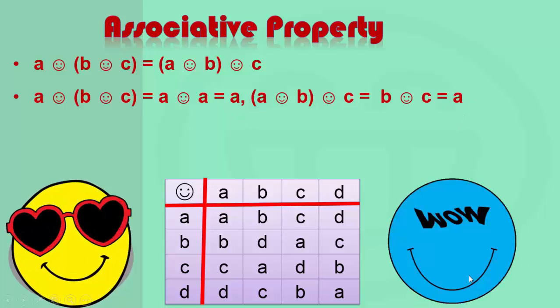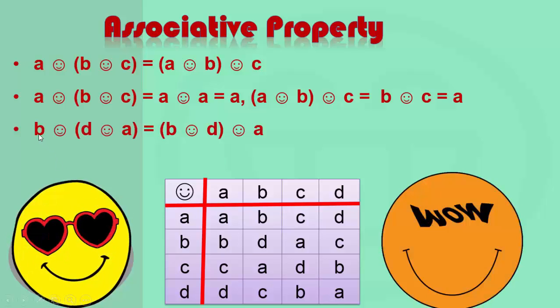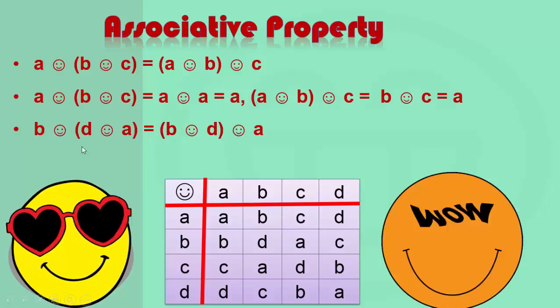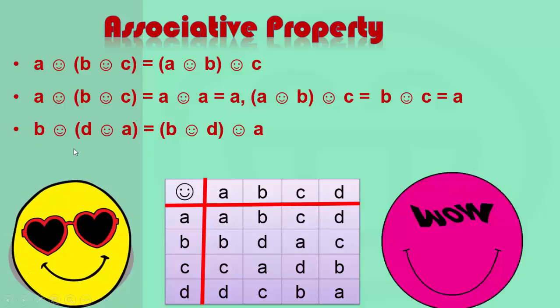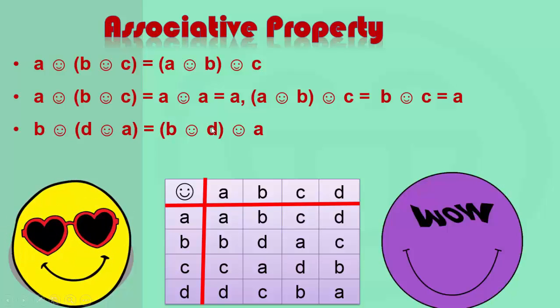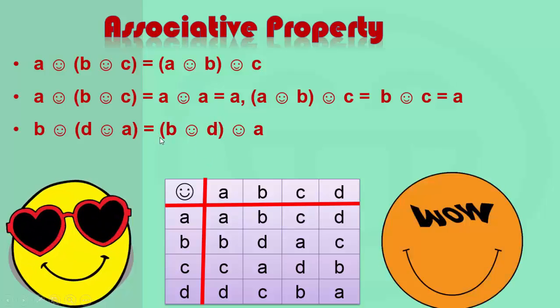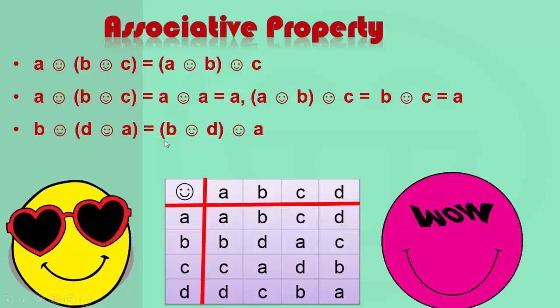Let us try another example and see if it's associative in another case. So now I'm going to use B, D, and A. I have D smiley face A in the bracket on this side, and on this side I have B smiley face D in the bracket. And I want to check to see if I get the same answer no matter how I bracket it.